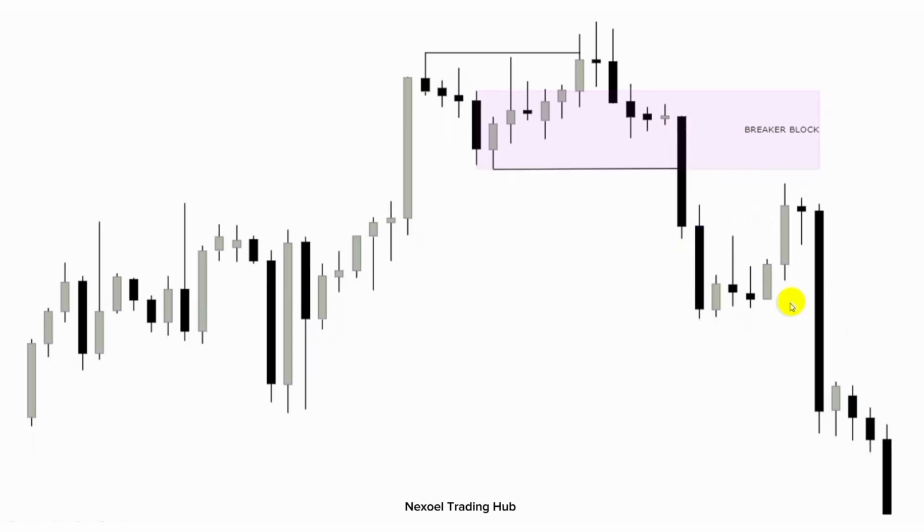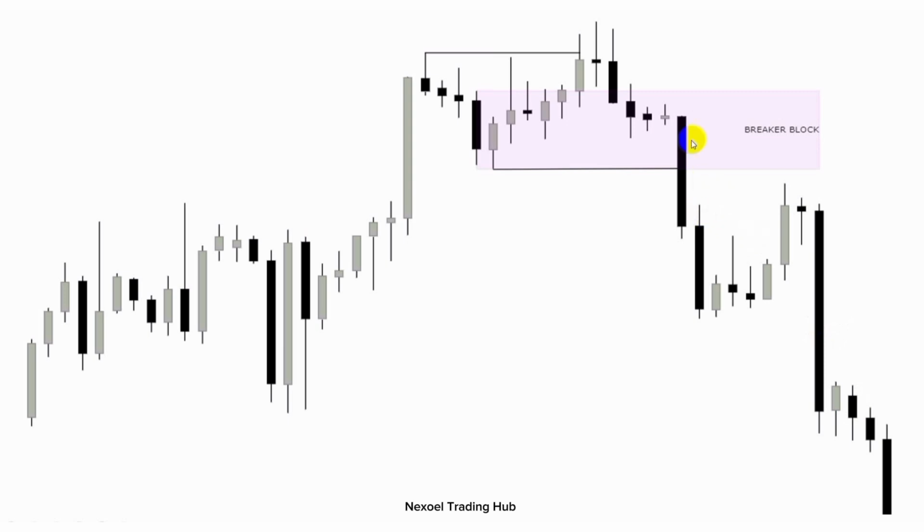Now we can see that the market actually returned to the upside. Price mitigated the fair value gap but did not fill it up. So if we were looking to take our entry from this particular zone, maybe at this particular price level, we can see that price did not really return fully into it and then fell to the downside.